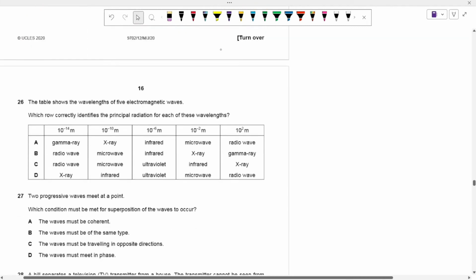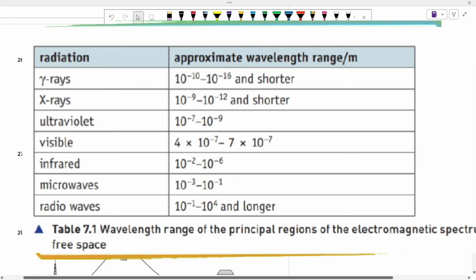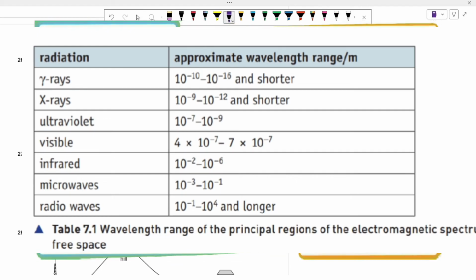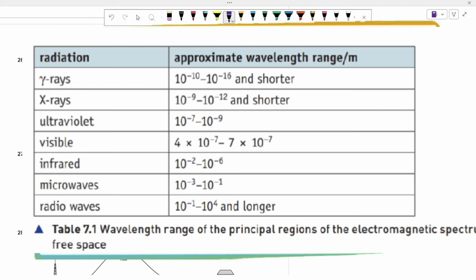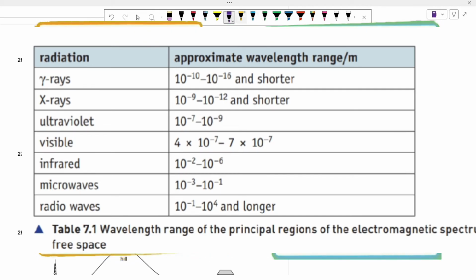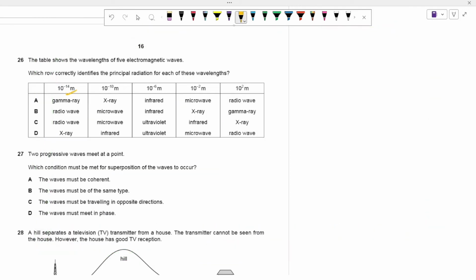Okay. Question 26. If you look on the screen, I'm showing you all the different ranges that you'll be asked in the examination. This is from an official Cambridge textbook that you are assessed on. As you can see, gamma rays fit between 10 to the power of negative 14, sure. X-rays, sure. Infrared, yes. Microwave, 10 to the power of negative 2, that's correct. Radio wave, that's correct. So the correct answer will be A.